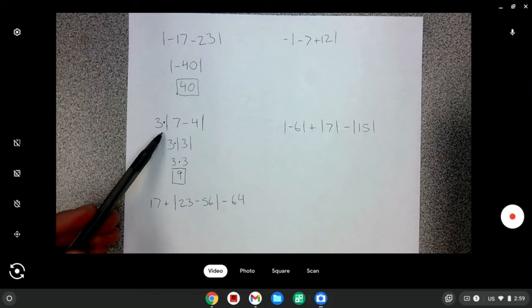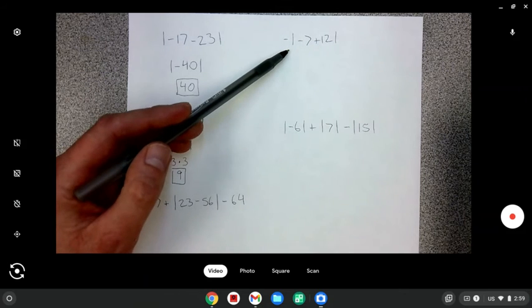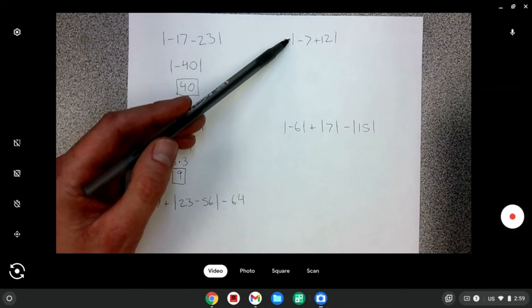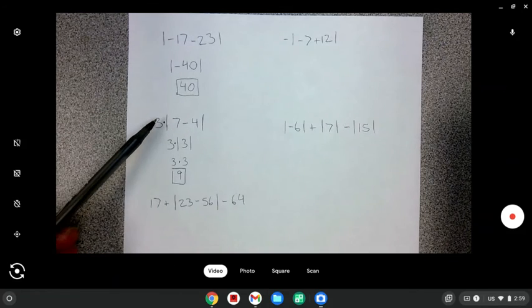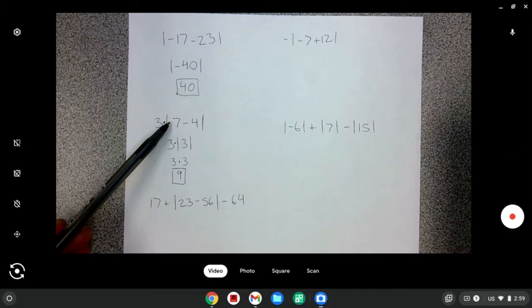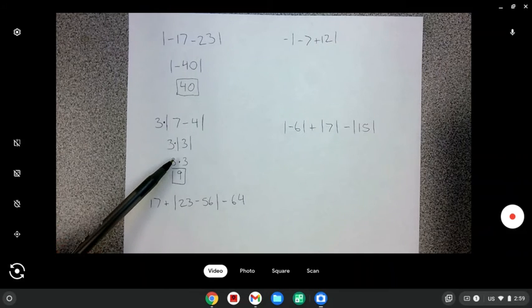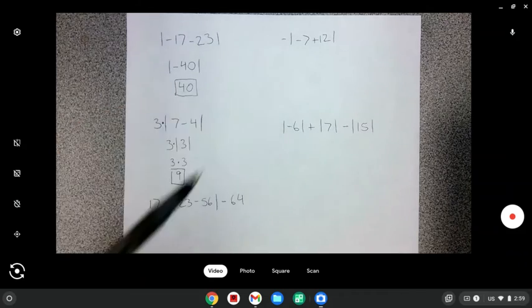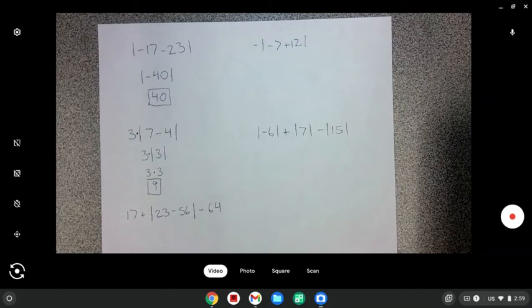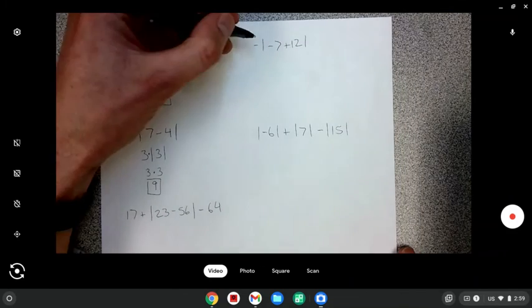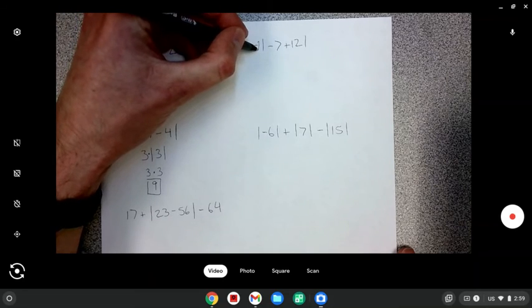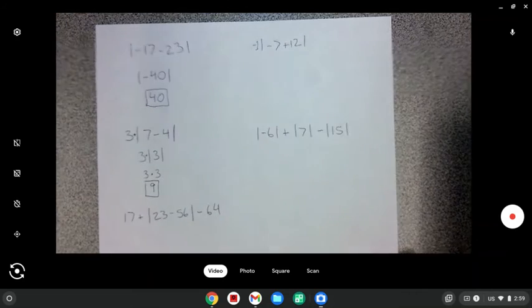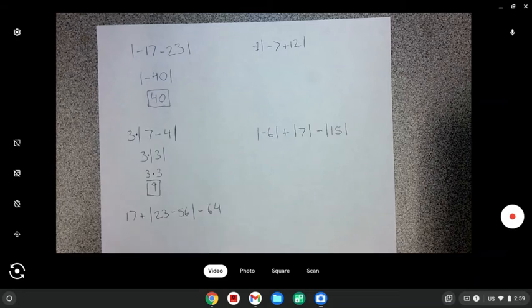The reason I wanted to do this problem first, before I did this question up here, is because of that negative sign out in front. Kind of like this 3 was out in front here, and that meant 3 times whatever this was. 3 times the absolute value of 3. A negative, it isn't written there, but it's kind of like having a negative 1. It acts like a negative 1.